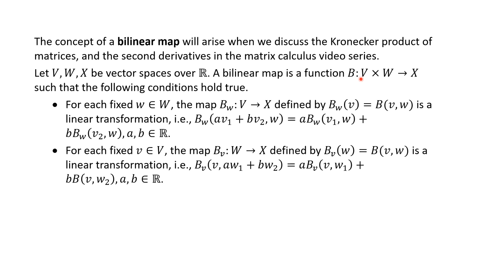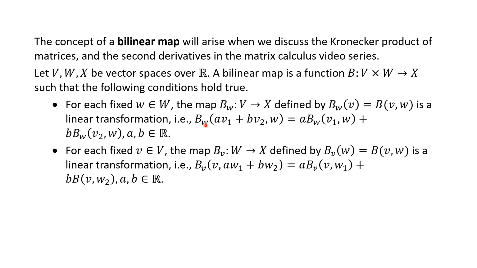A bilinear map is a function, B, from V cross W, in other words, the Cartesian product of V and W, to X, such that the following conditions hold true. For each fixed W, so fixing one of the two vector spaces, the map B sub W from V to X defined by this expression here. So in other words, this is a constant and you're just varying over the V component. Then it has this property of a linear transformation.